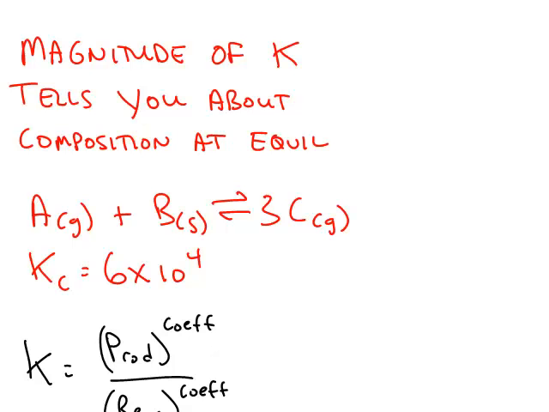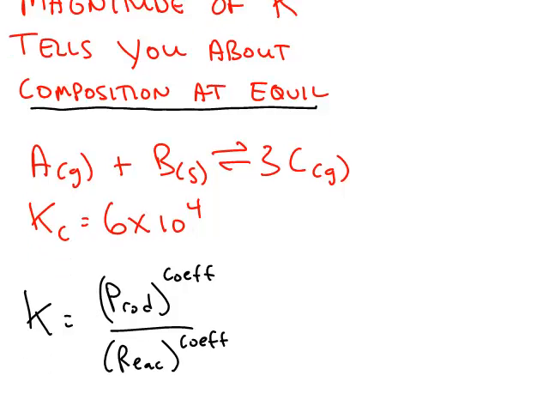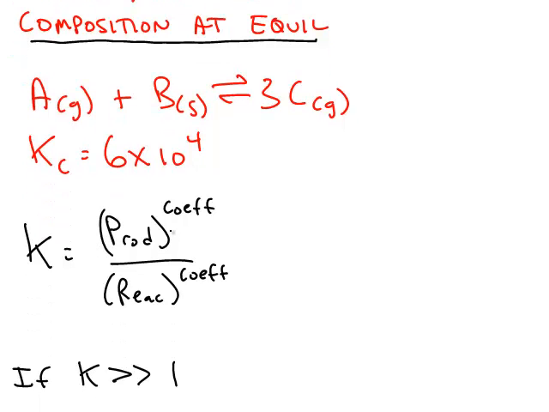Once we know the value of the equilibrium constant K, whether it's a Kp or a Kc, either way, once we know the magnitude, we're going to know something about the chemical makeup of the reaction when it reaches equilibrium. So for the example that we were talking about in the last video, Kc was 6 times 10 to the fourth. And remember, K is a fraction of products on the top, reactants on the bottom.